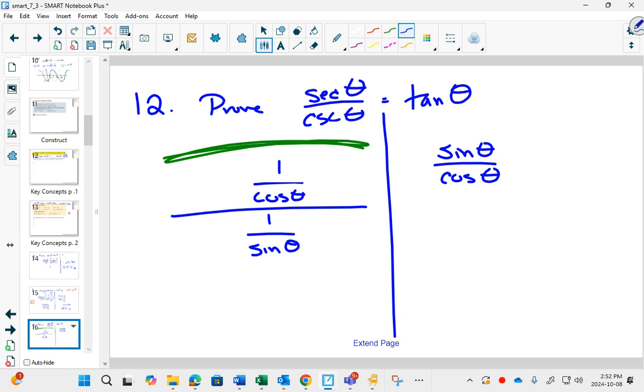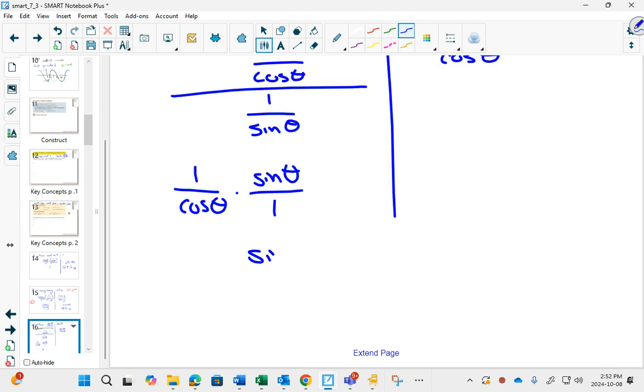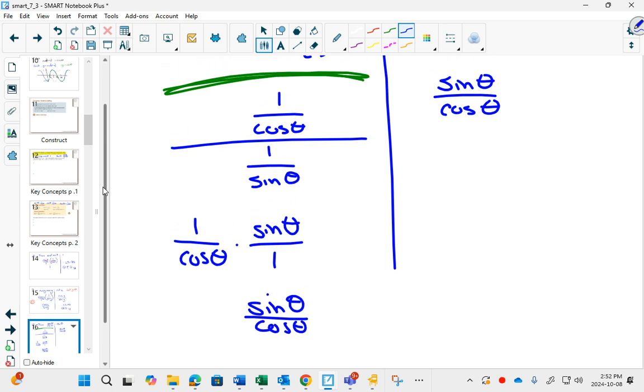My right-hand side is a single fraction. My left-hand side has a fraction inside of a fraction. There's a single fraction on the top, single fraction on the bottom, so next I could multiply by the reciprocal. And multiply the tops, multiply the bottoms. And they're the same. The left side equals the right side.